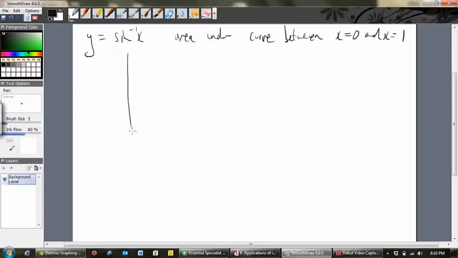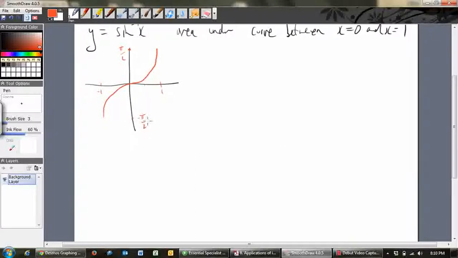So what does this function look like? Well, sine x, hopefully you know by now, hopefully you've done this enough times, sine x looks like this. Okay? And it goes between 1 and negative 1, and it goes between pi on 2 and negative pi on 2.